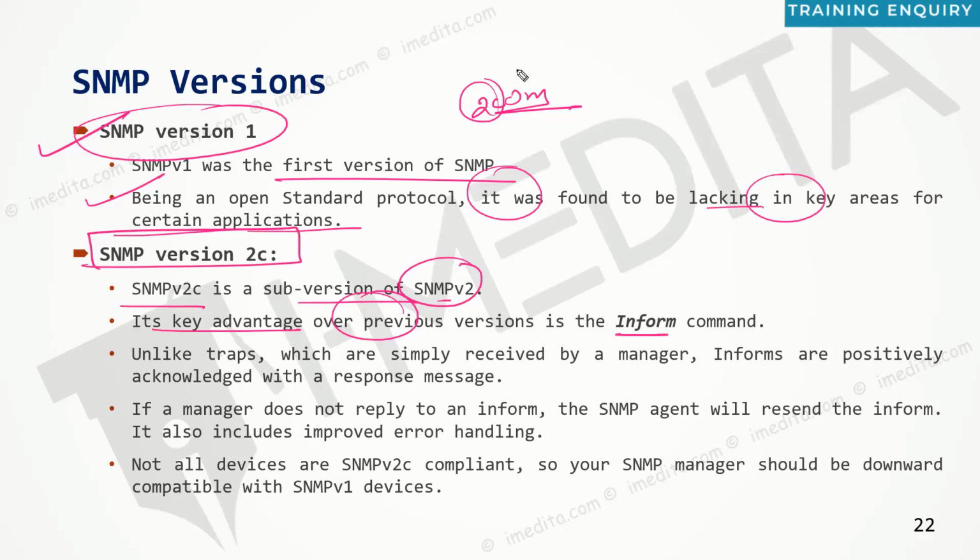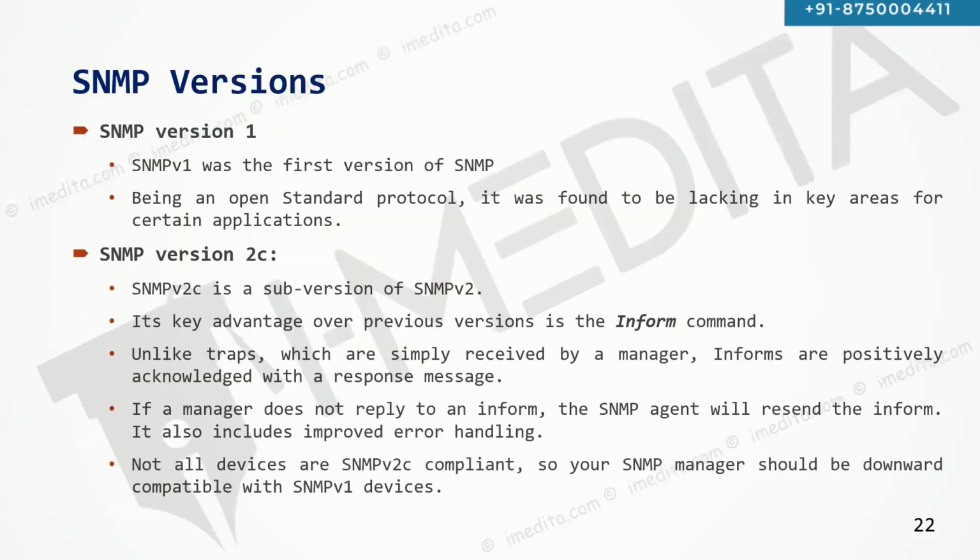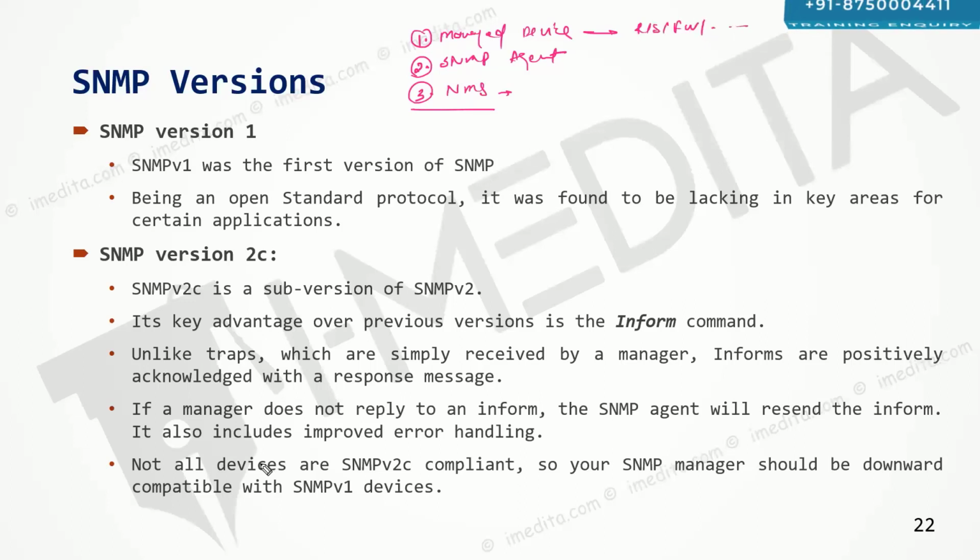In version 1, we discussed this in the last class. Let me revise those things. In SNMP, we have 3 things. One is the SNMP managed device that we are going to manage via SNMP. The second is the SNMP agent. The last is the network management station, the device from where we are going to manage our devices. Managed devices could be routers, switches, firewalls, access points, WLCs.